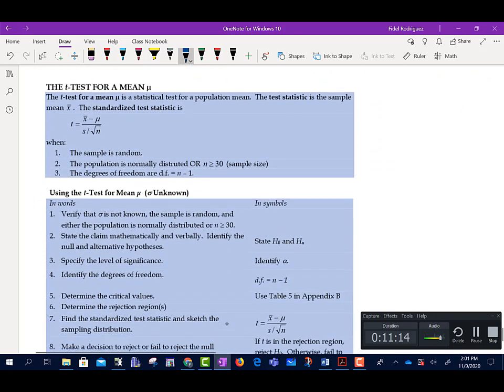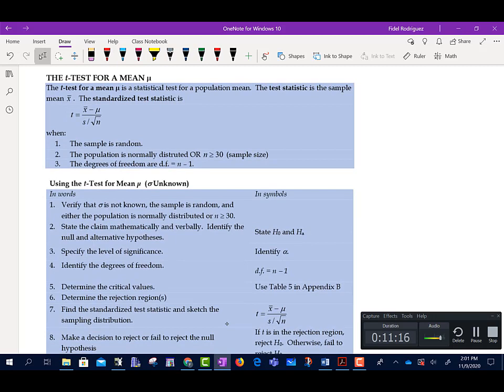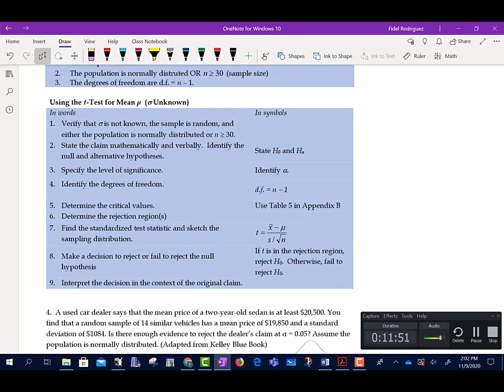Okay, so now, the process and how I'm going to do this, y'all, is going to be the same way we did in 7.2. It says the t-test for a mean mu is a statistical test for a population mean. The test statistic is the sample mean x bar, and the standardized test statistic is given to us by this formula right here. When the sample is random, the population is normally distributed, or our sample is bigger than or equal to 30, and our degrees freedom is n minus 1.